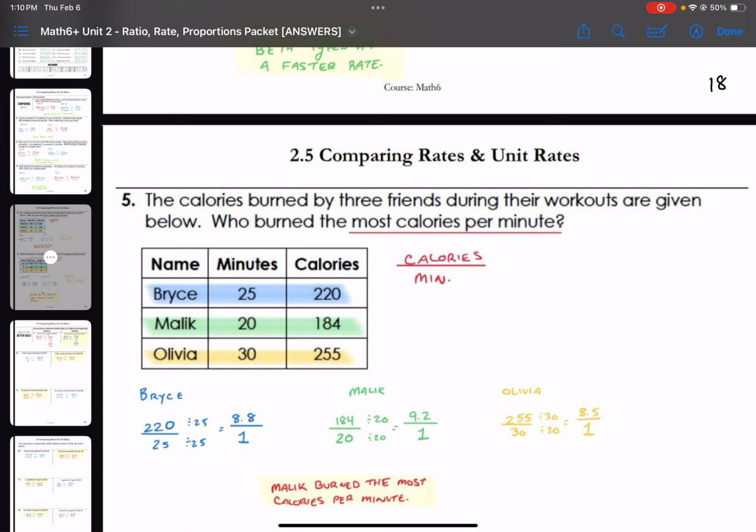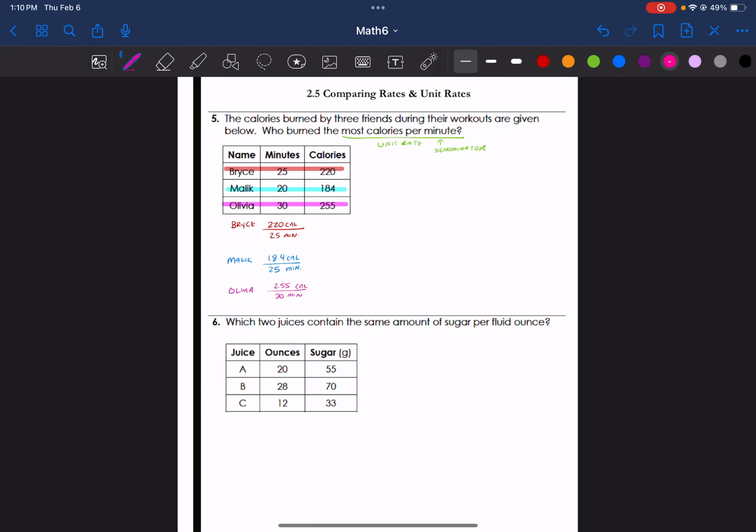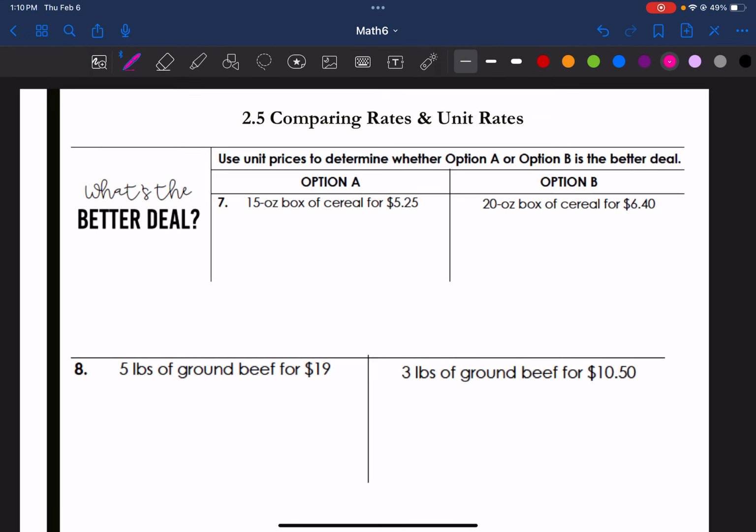So when we're comparing rates, it's much simpler to compare them when the denominators match, right? So we're not playing guessing games. We want to know how much is it per something. This is extremely helpful when you're looking at things for like, what's the better deal, right? I want to pay less for gas, or I want to pay less for a product. You can apply this same thing on page 20. So let's go to page 20. And we're going to do number 7.